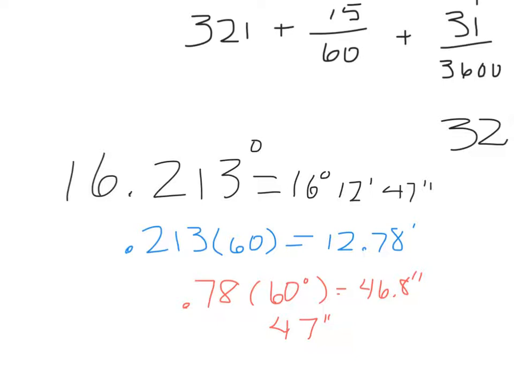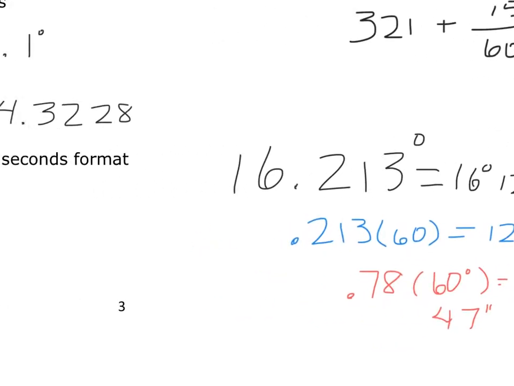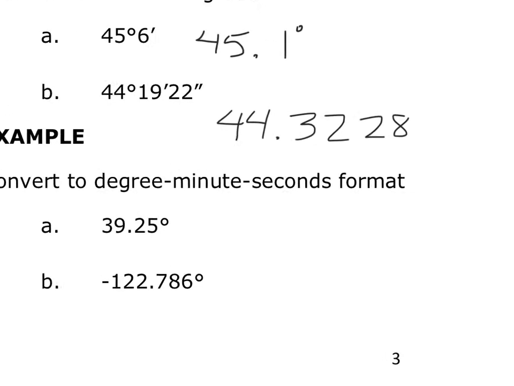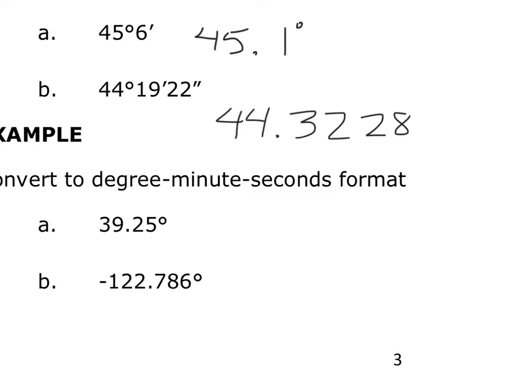So this is a two-step process. When you are going from decimal degrees into minutes and seconds, it is a two-step process. When you're going from degrees, minutes, and seconds into decimal degrees, it is a one-step process. All right? So go ahead and do those two, please.